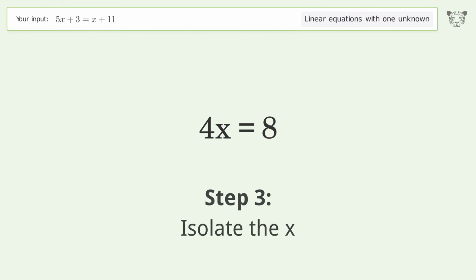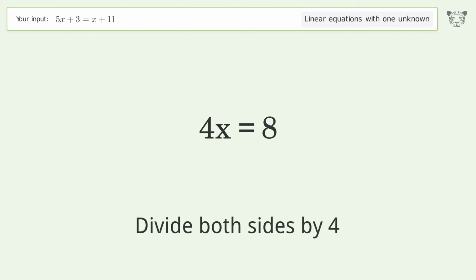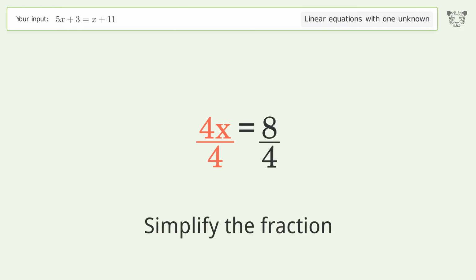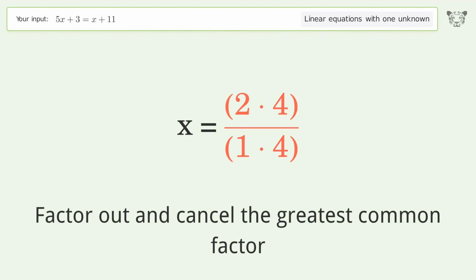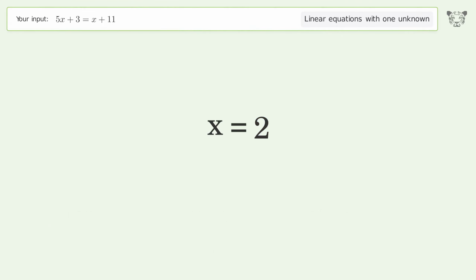Isolate the x. Divide both sides by 4. Simplify the fraction. Find the greatest common factor of the numerator and denominator. Factor out and cancel the greatest common factor. And so the final result is x equals 2.